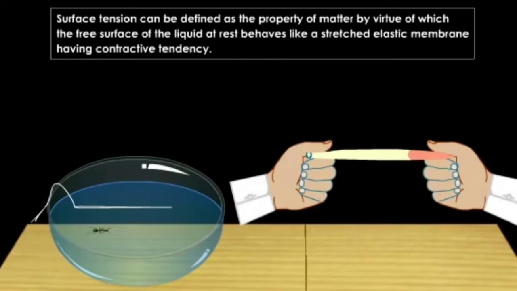Surface tension can be defined as the property of matter by virtue of which a free surface of the liquid behaves like a stretched elastic membrane having contractive tendency. So it tries to minimize its surface area. That's what we mean by contractive tendency.